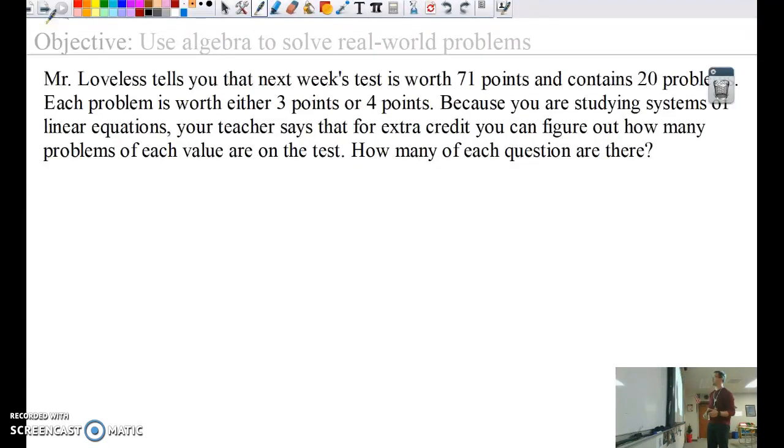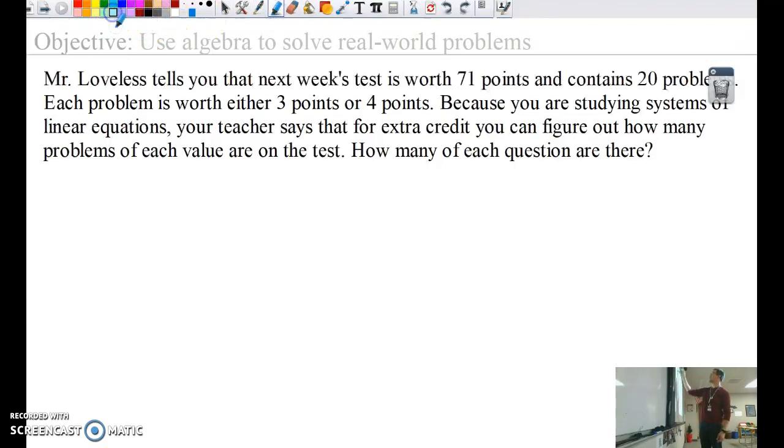Mr. Lovelace tells you that next week's test is worth 71 points and contains 20 problems. Each problem is either worth 3 points or 4 points. Because you are studying systems of linear equations, I will give you extra credit if you can figure out how many problems of each value there are on the test. How many of each question are there?